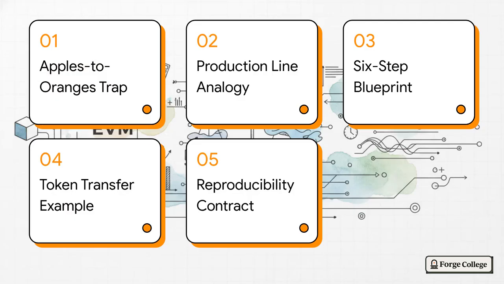Well, think of our agenda today as a technical patent schematic. First, we'll navigate the apples to oranges trap. Then we'll establish a production line analogy, map out a concrete 6-step blueprint, test that out with a token transfer example, and finally sign off on what we call the reproducibility contract. Let's get right to it.